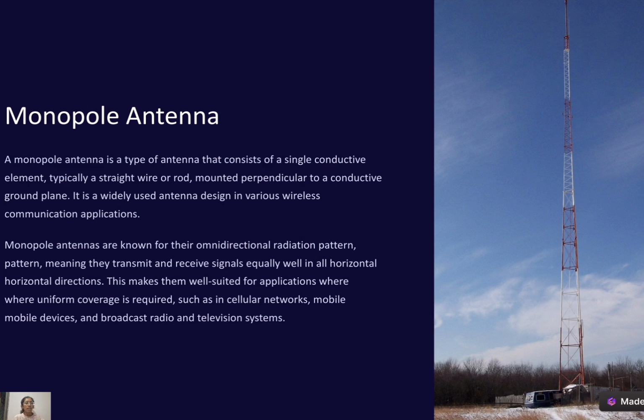A monopole antenna is also known for its omnidirectional radiation pattern, meaning that it transmits and receives signals equally in all horizontal directions. This makes them well suited for applications where uniform coverage is required, such as cellular networks, mobile network devices, and broadcast radio and television systems.